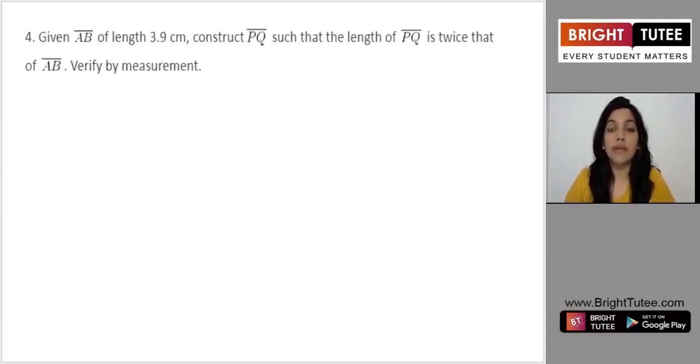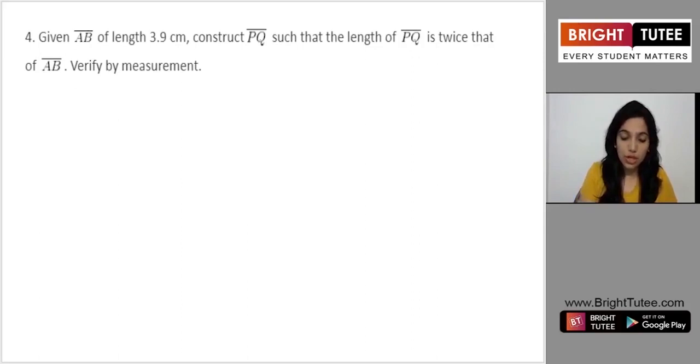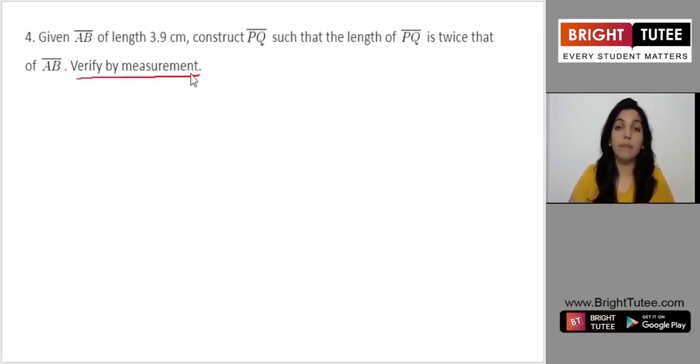Here it says, given a particular line segment AB of length 3.9 centimeters, construct PQ such that the length of PQ is twice the length of AB. Verify by measurement. Okay, so when it says verify by measurement, that means you are going to verify it by measuring it using the ruler. Okay, so first of all, let us see how this particular diagram will look.